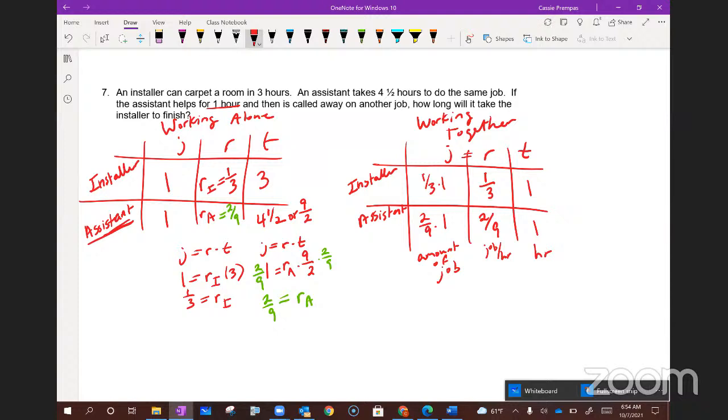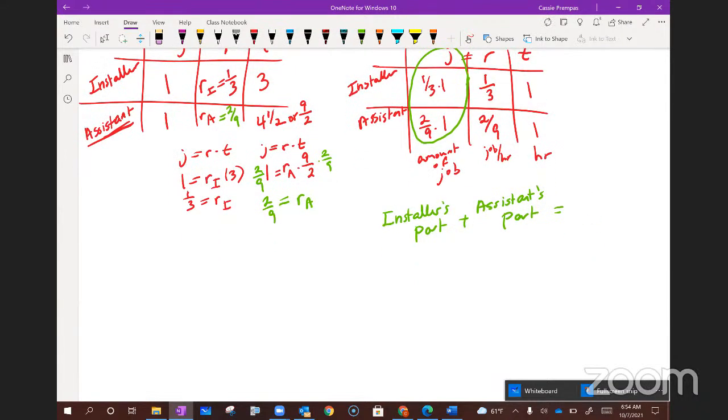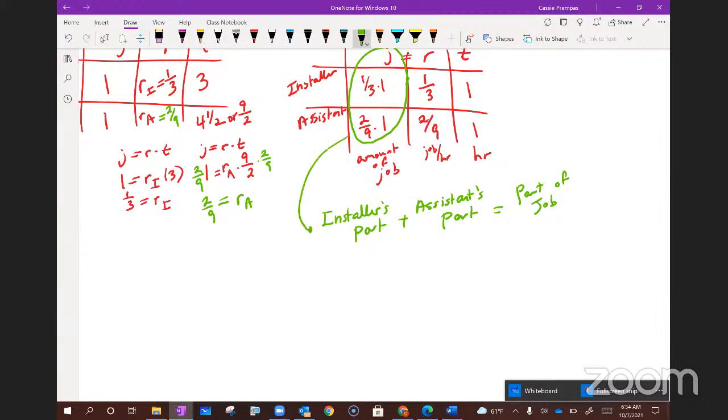Then they're called away. So I know there's no variables here, but we can determine how much of the job they complete together. So the installer's part plus the assistant's part will equal the part of the job done. Usually it's 1, but they only worked an hour, so they're not done. How much have they completed? They did 1/3 plus 2/9. So that's going to tell me that they completed 5/9 is the part of the job completed.